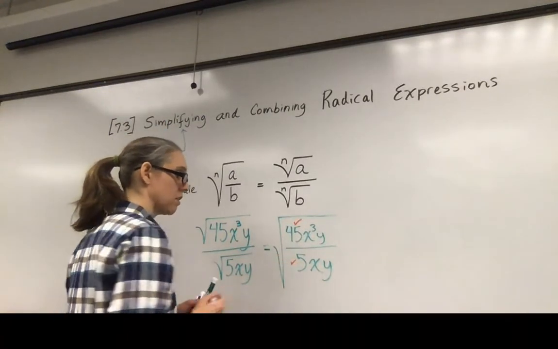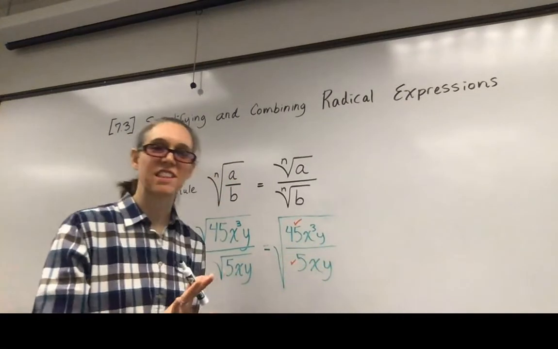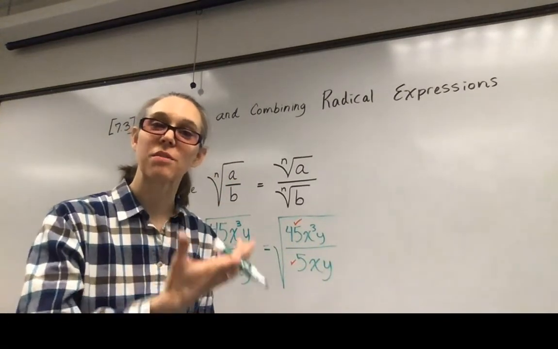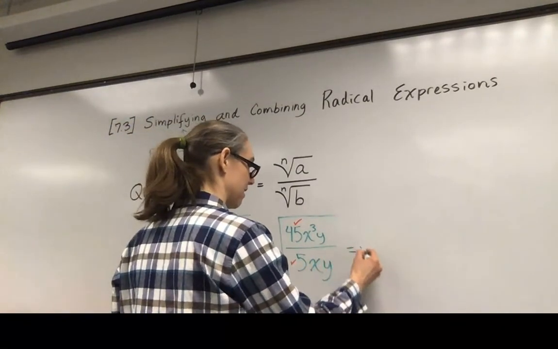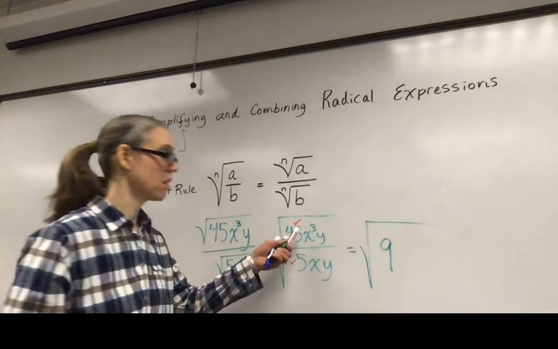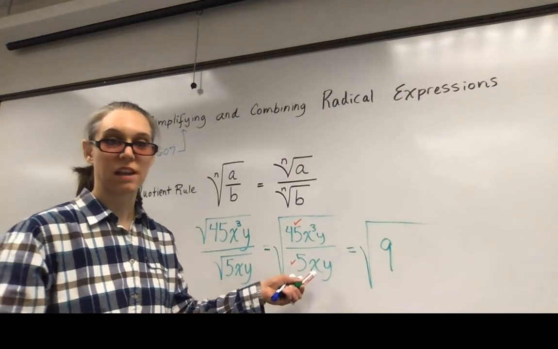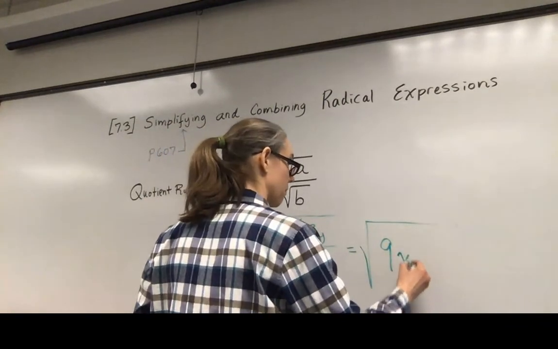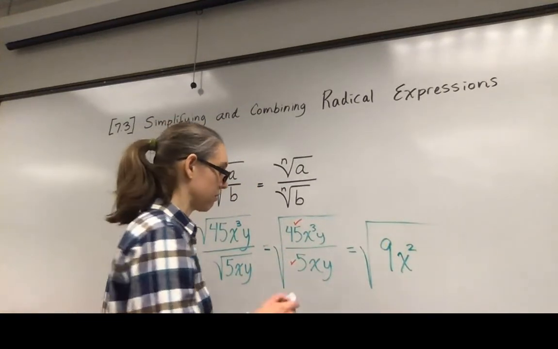Sorry, let me say that again. 45 divided by 5 reduces to 9. X cubed divided by x reduces to x squared. Y divided by y cancels entirely.